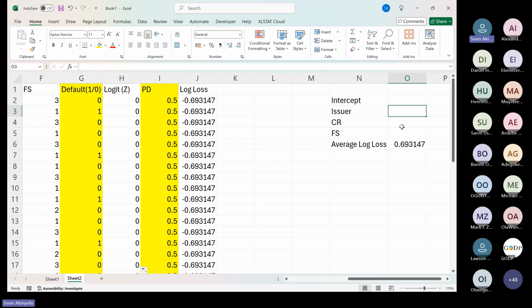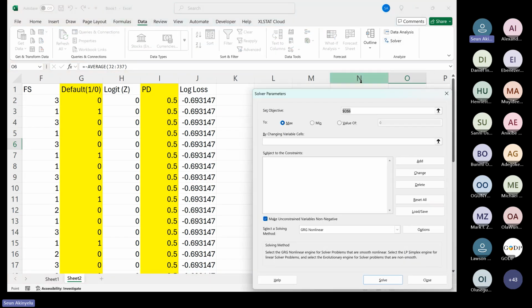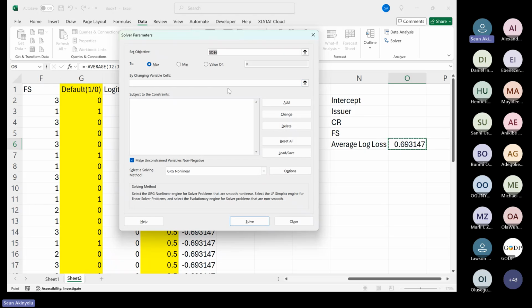Now watch Excel. If I put my cursor on average log loss and I go to Data, under Data there's something called Solver. I click on Solver, and it will give me this thing. Solver is like an iteration, an advanced iteration. So I say, I want you to solve this equation for me, the last equation. Solve this average log loss for me by minimizing it.